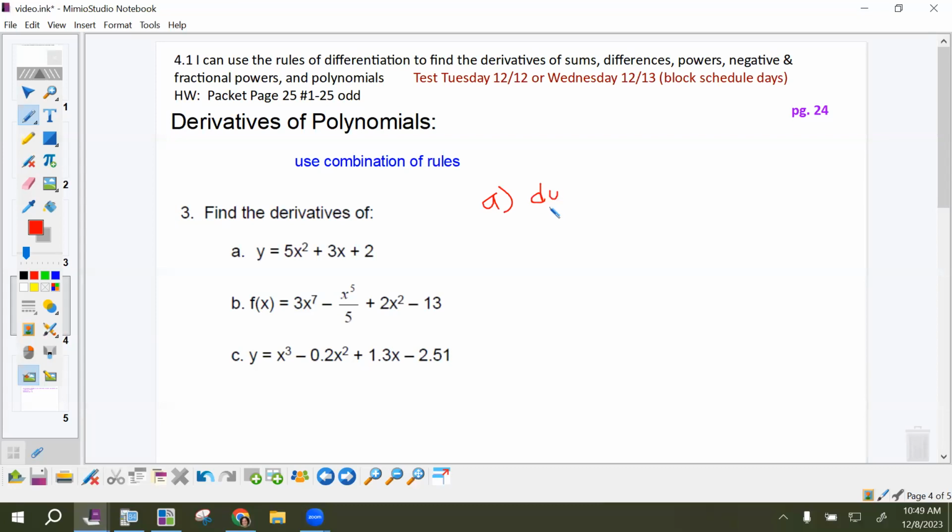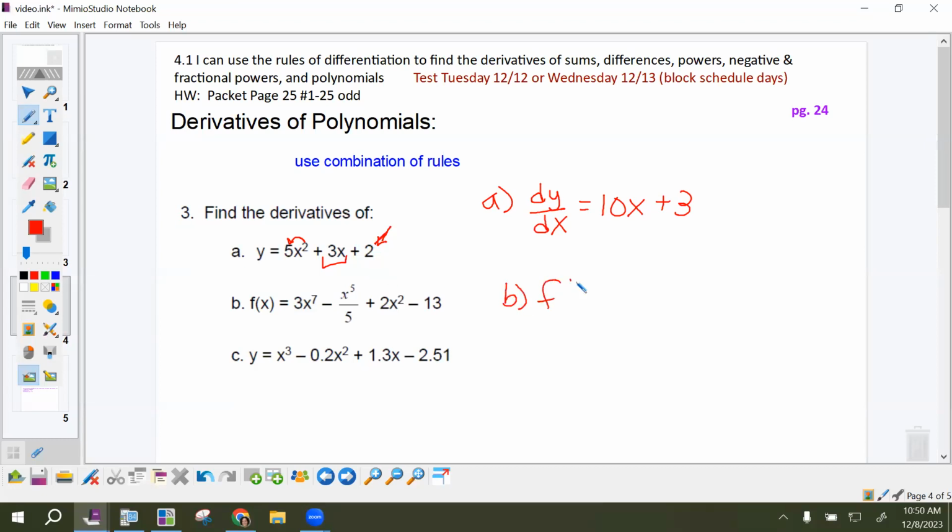Okay, for a, we've got the derivative is 10x plus 3. So 5 times 2, subtract 1. This is linear. It's just the slope of 3. Or you could think of it, the slope of 3x is 3, and the derivative of this constant is 0.